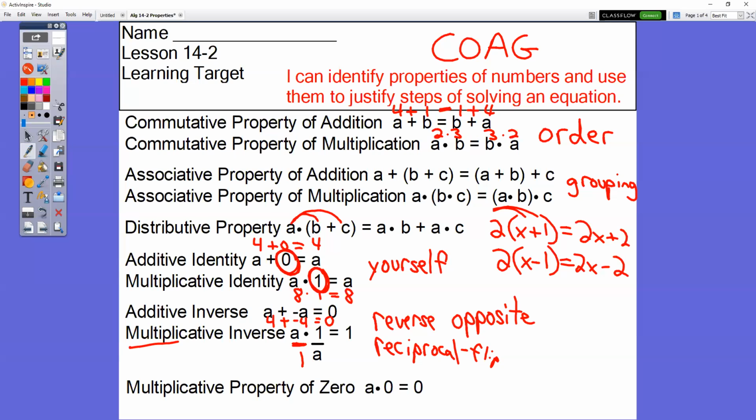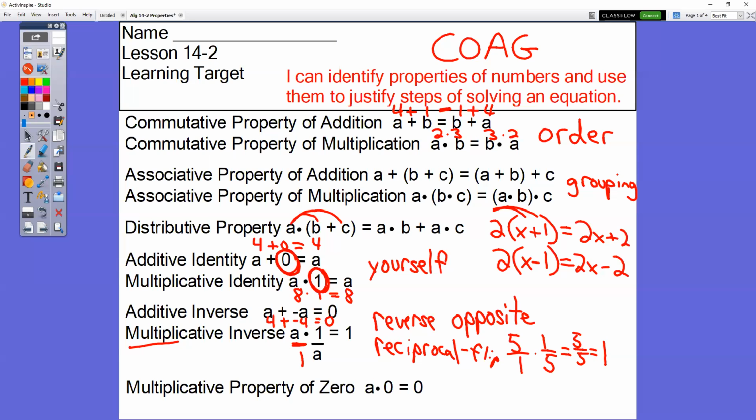So if we have 5 over 1, for example, the opposite of 5 over 1 is 1 over 5. We want to multiply by the reciprocal. When we do that, top times top, bottom times bottom, we get 5 over 5, which is just 1. So we're adding by the opposite and multiplying by the opposite.